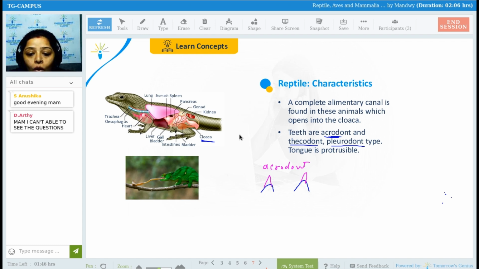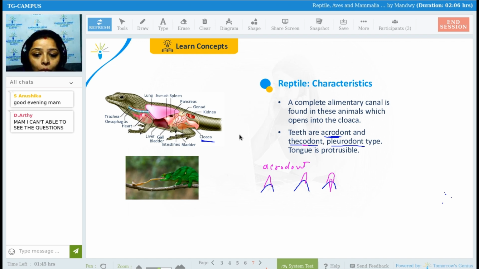Whereas thecodont, suppose this is the lower jawbone, and this is the teeth. They are having roots, so the root will be embedded in the jawbone. That means here the teeth are attached to the socket, the socket of the lower jawbone or the upper jawbone. That type of teeth is called thecodont.